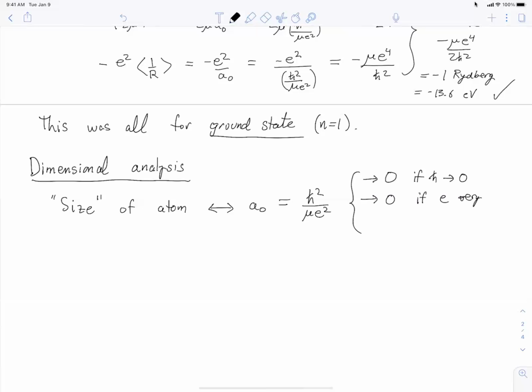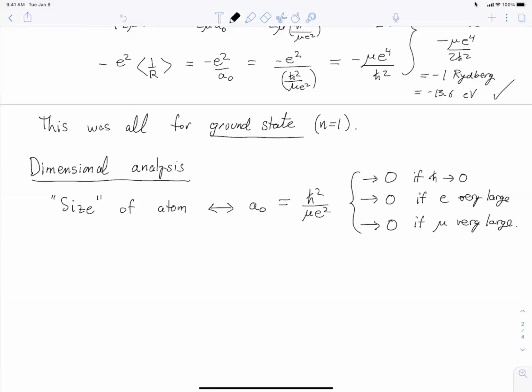So that's because if the E is very large, then the electron is extremely tightly bound and it can't go wandering off. And so the size of the atom should have gone to 0 in that limit too. And similarly, it should go to 0 if the mass of the electron is very large, for really the same reason.